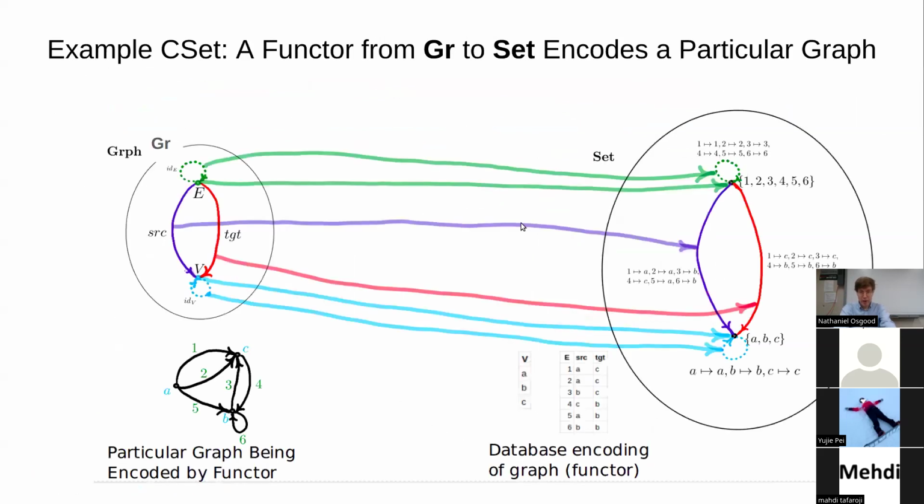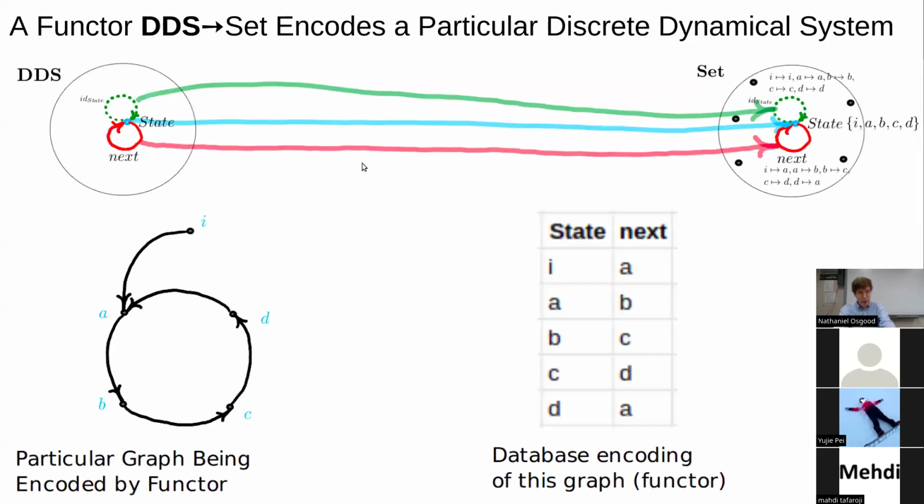Just like over here, V got mapped to a set of vertices, E got mapped to a set of edges. Here, state gets mapped to a set of states of a dynamical system, a set of possible situations in the dynamical system. We call them I, A, B, C, D. Identity just is identity on that set. Nothing too interesting there.